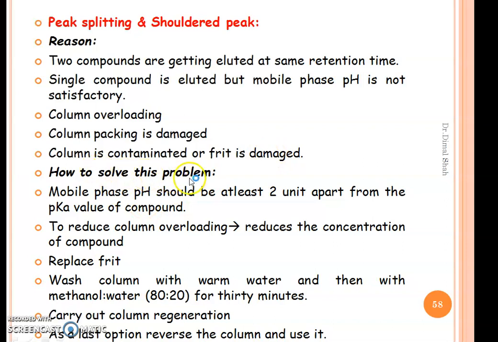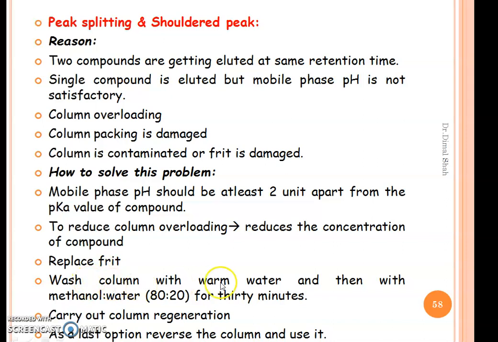Now, how to solve this problem of shouldering and splitting? The mobile phase pH should be at least 2 units apart from its pKa value. So whenever you prepare a mobile phase, consider the pKa value of the compound to be eluted or analyzed, and select the mobile phase pH accordingly. To reduce column overloading, reduce the concentration of the compound. If the frit is damaged, replace the frit.